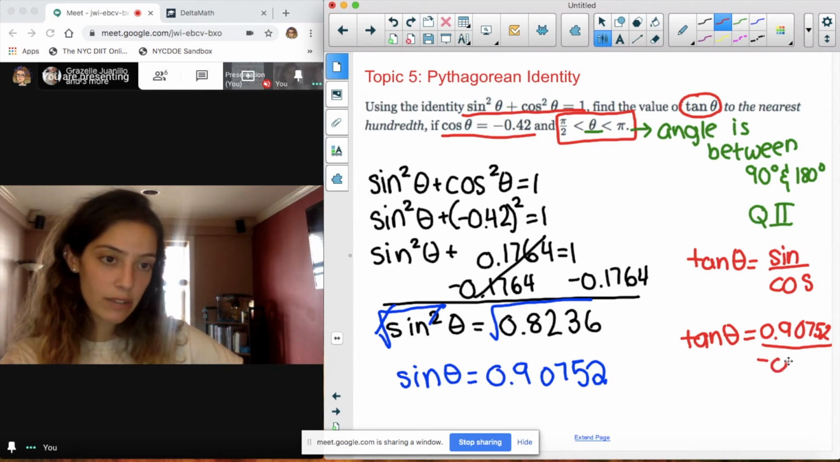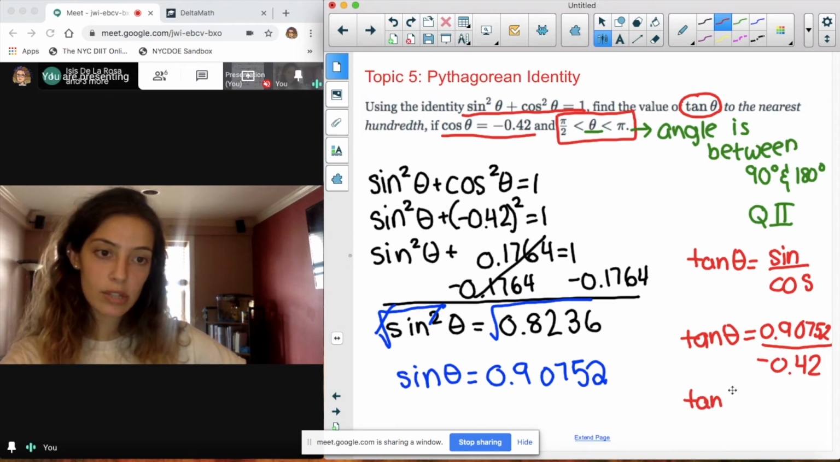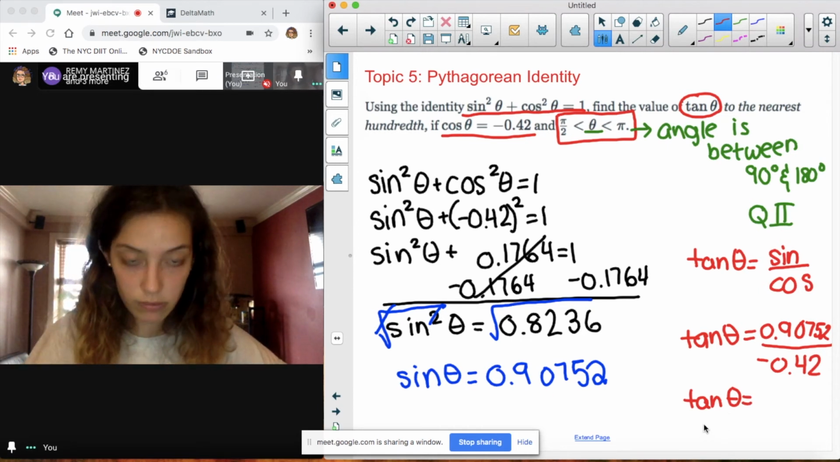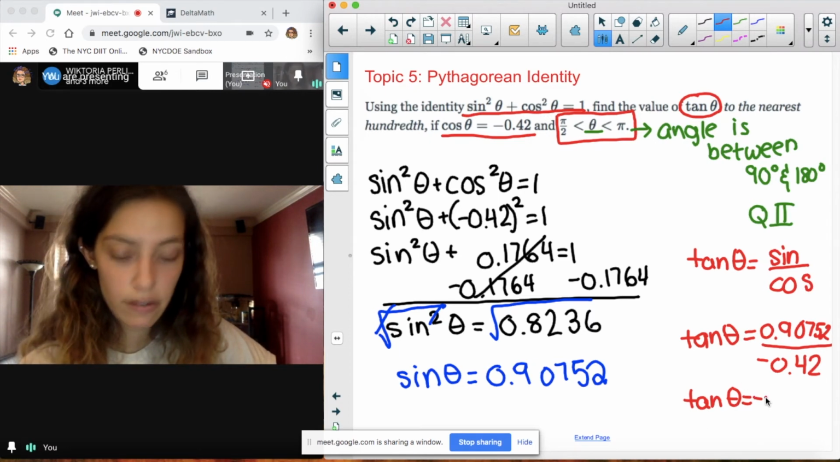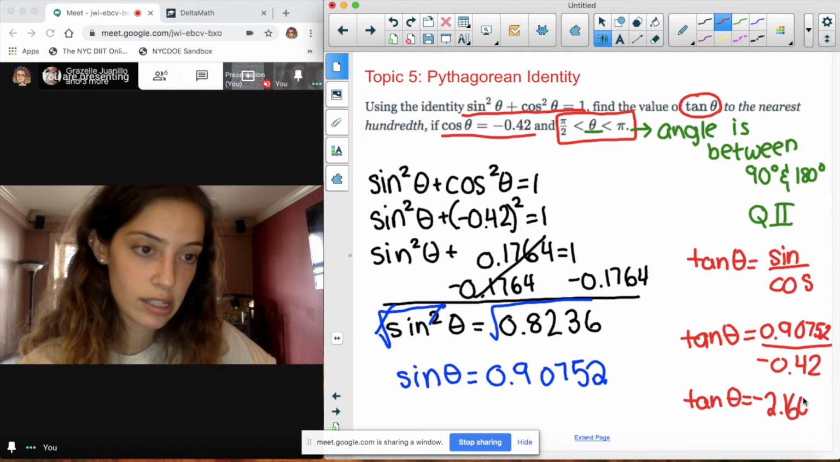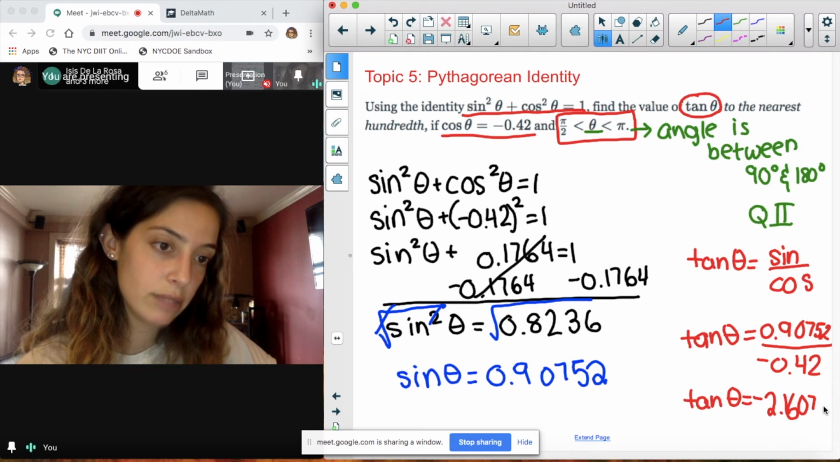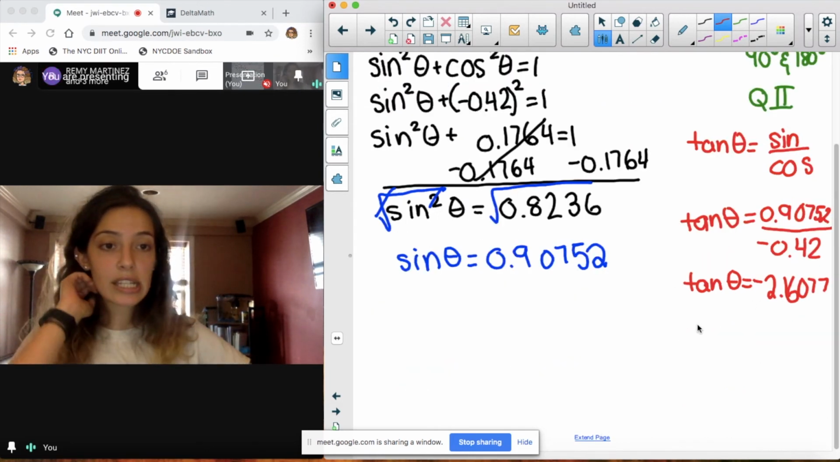So negative 0.42. So tangent of theta is equal to negative 0.42. So this is negative 2.16077. Okay, so now is when we're going to round to the nearest hundredth.